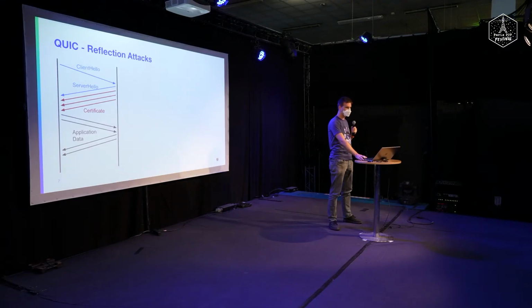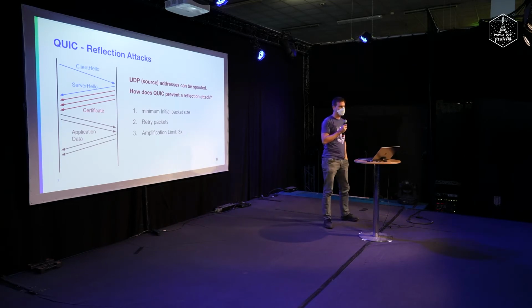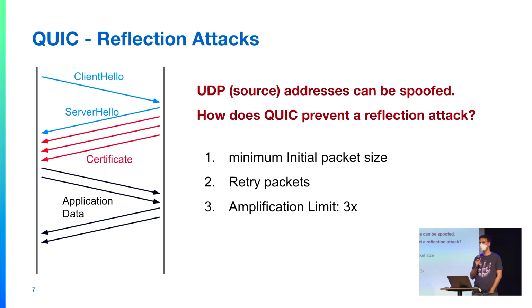So QUIC has a few mechanisms to defend against this. The first defense is we are making this attack less attractive by requiring the client hello to be sent in a large packet. So even if your client hello is just 200 bytes, the QUIC specification says your initial packet that you put the client hello in needs to be at least 1200 bytes. You have to use some kind of padding to fill the packet up. So now this attack is not you send 200 bytes and the victim gets a few kilobytes, but at least you send 1200 bytes.